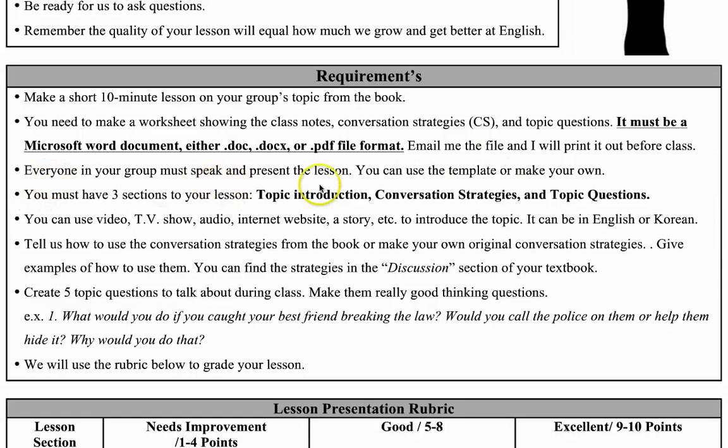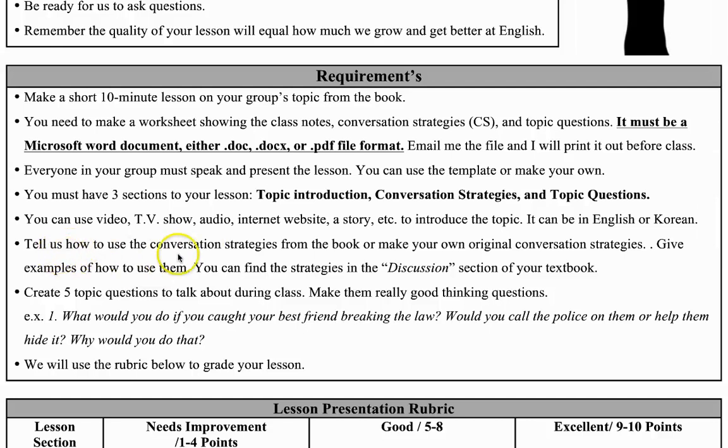Everyone must speak and present the lesson. You must have 3 sections to your lesson: a topic introduction, conversation strategy, and topic questions. You can put them in any order you want. So maybe you want to have the conversation strategy first, then the topic introduction, and then the topic questions. You can use video, TV shows, audio, internet websites, stories, anything you want to introduce the topic, and it can be in English or Korean.